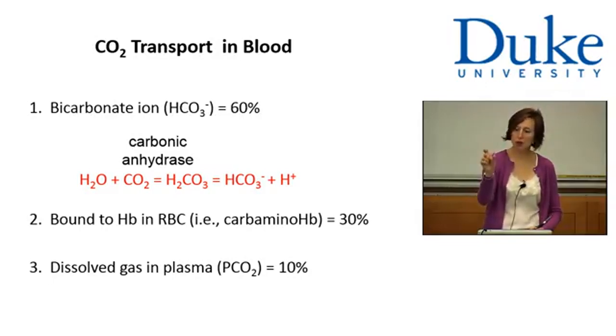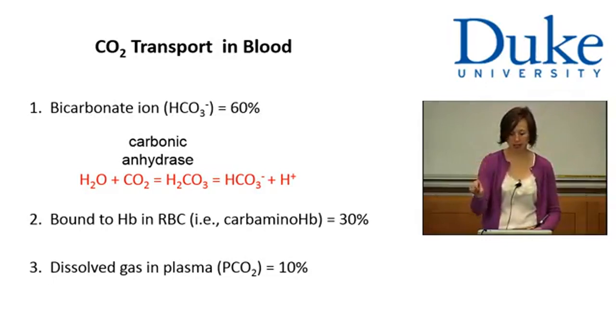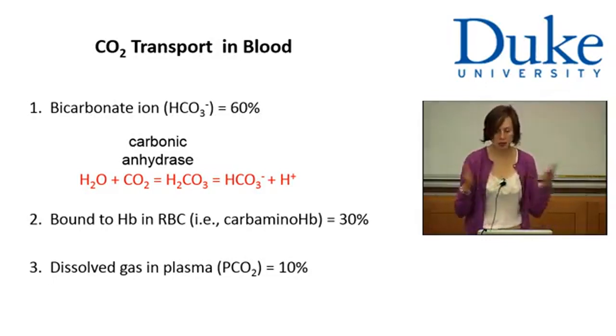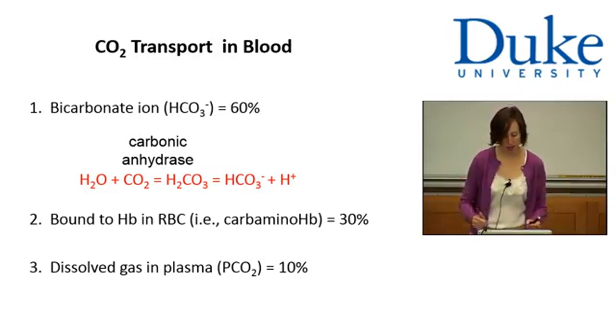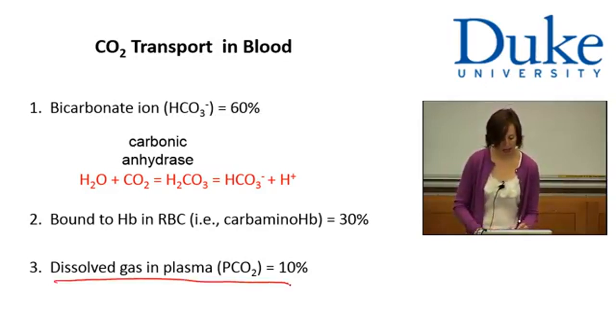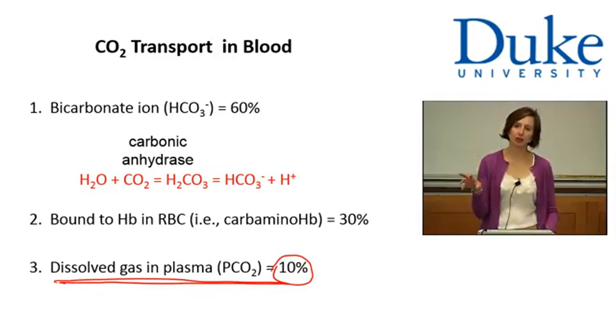So we've talked about how oxygen is mostly bound to hemoglobin, 98 to 99% of it, and only a very small 1 to 2% is dissolved in blood. A similar scenario is true for CO2, where the dissolved gas in plasma only accounts for 10% of CO2 in blood.